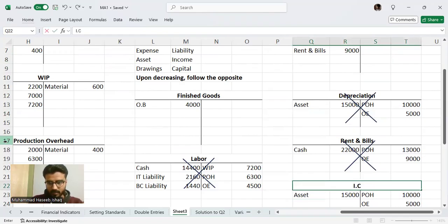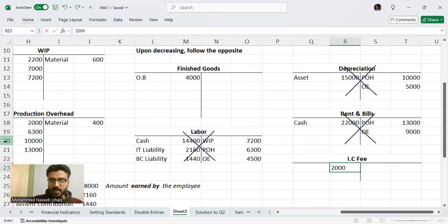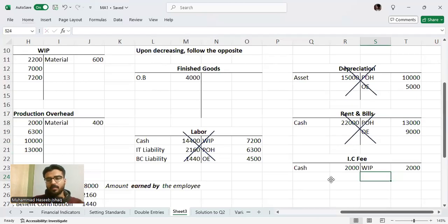Now let's make the T account for it. Independent contractor fee. So let's empty this account. It was debited by 2,000 and we have to write the name of the opposite account, the cash account. And now the whole balance of 2,000 was transferred to the work in progress account, and this account was emptied.